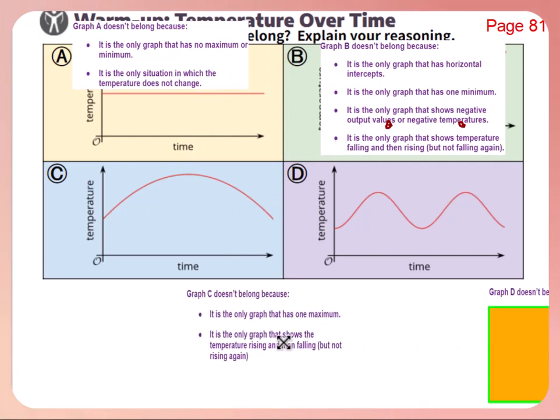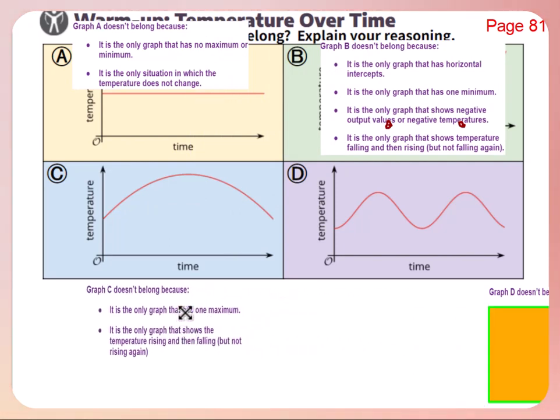Okay, graph C. If you reason that that one doesn't belong, you can say it's because the graph only has one maximum. So we're talking about the vocabulary of maximum and minimum. Graph A doesn't have a maximum or a minimum. It doesn't change at all. But graph C does have a maximum, but only one. D has two maximums or peaks and one minimum. Let's go back to graph C. It's the only graph that shows the temperature rising and then falling, but not rising again.